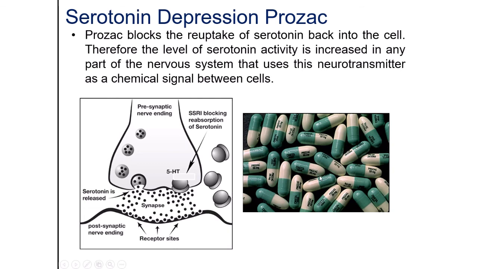Okay, so basically in Parkinson's disease we have lower than normal dopamine level, right? That's the problem. And in clinical depression we have lower than normal serotonin level.